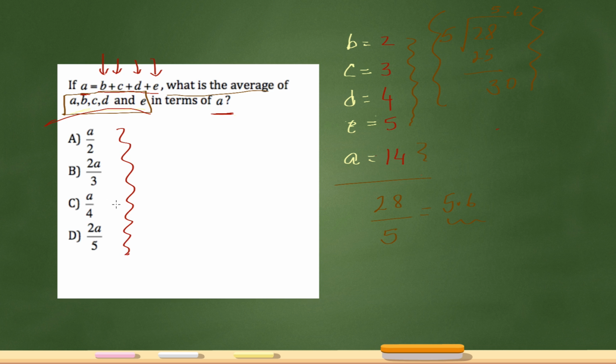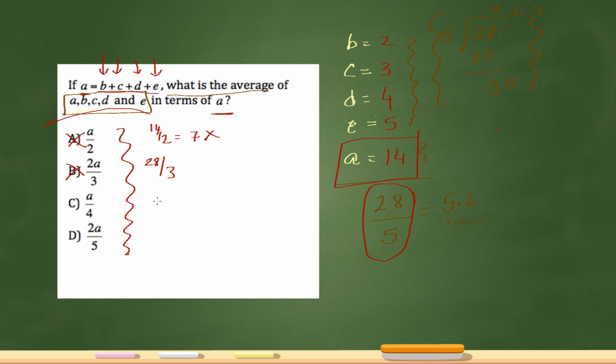So I'm going to go down all of these answer choices. I'm going to plug in my A, which is 14, and I'm going to see which gives me the average of A, B, C, D, and E, which I know is 28 over 5. So let's go to answer choice A. Answer choice A is going to be 14 divided by 2, which is 7, which won't work because I'm looking for 28 over 5. Let's go to B. 2 times 14 is 28, so answer choice B will be 28 divided by 3, which is not 28 over 5, so A is gone, B is gone.